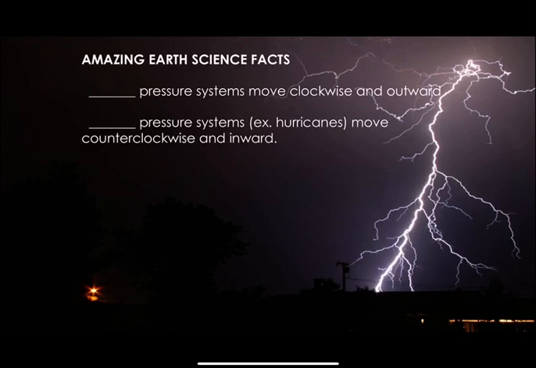Amazing earth science facts. High pressure systems move clockwise and outwards. Low pressure systems, such as hurricanes, move counterclockwise and inward.